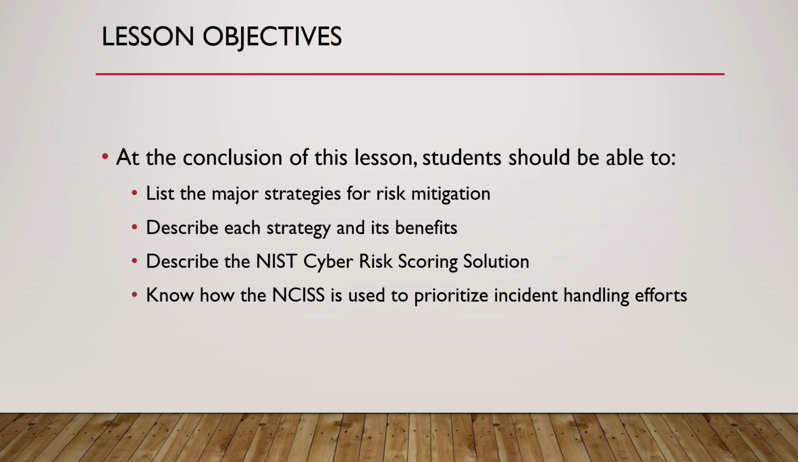The objectives for this lesson include the ability for students to be able to list the major risk mitigation strategies and to be able to describe each and the benefits of each. Students should also be able to describe the NIST Cyber Risk Scoring System and what can be taken away from it that might be useful in helping an organization score its risks. Finally, you should know how the NCISS is used to prioritize national incident handling efforts within the U.S.